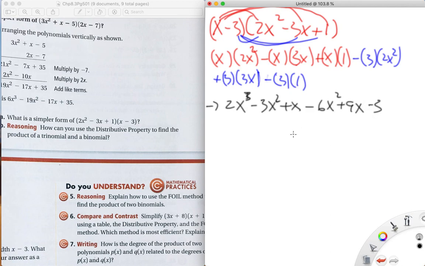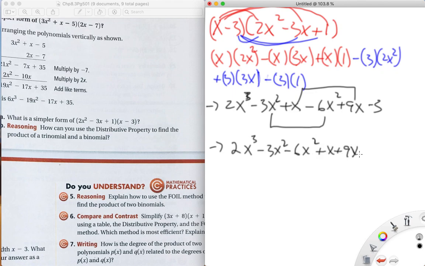Then I look for like terms. So I see an x squared and an x squared. That's a like term. I see an x and an x. I can combine those guys. So if I was to rename it, it'd be 2x cubed minus 3x squared minus 6x squared plus x plus 9x minus 3. If you need to see it better and rename it, feel free. If you can do it from here, that's fine too, and use mental math.